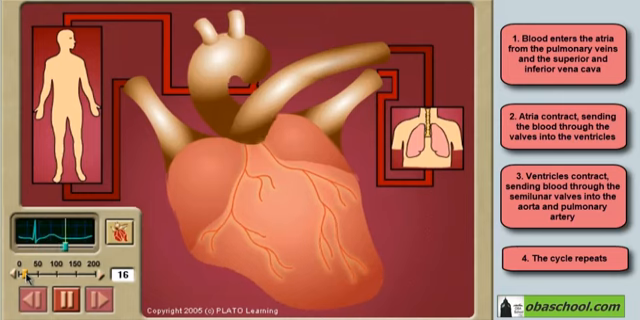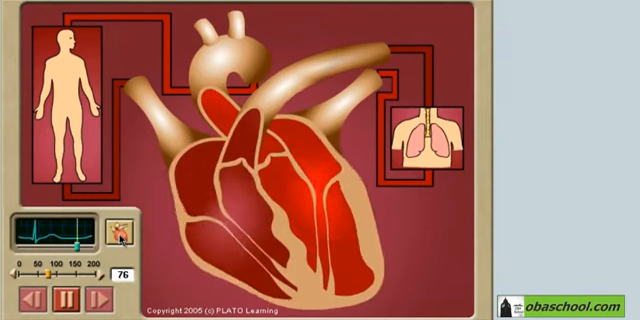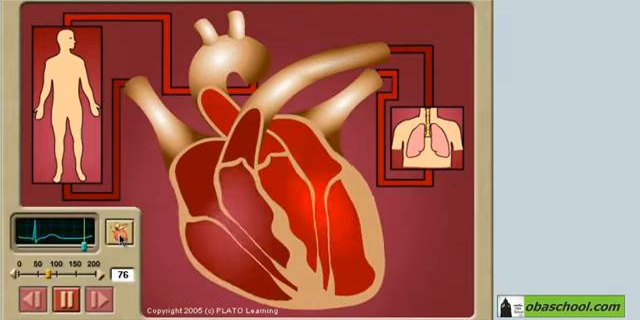So this was all at 16 BPM. Let's watch this at, for example, 76 BPM. Notice how fast your heart is constantly pumping blood. So this is basically the heart.